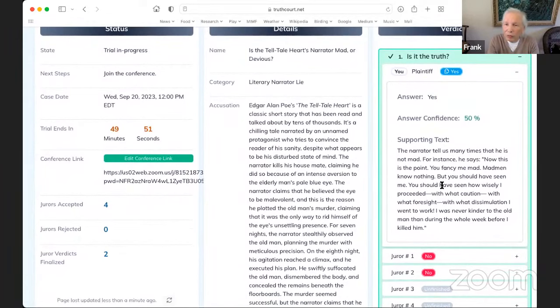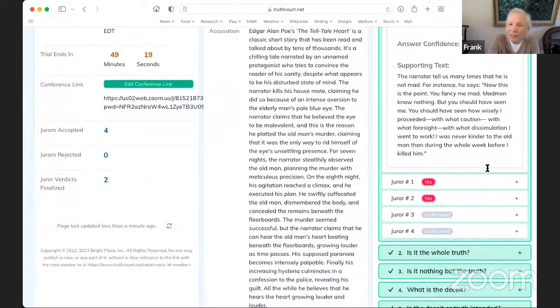The narrator tells us many times that he's not mad. He says, and this is a quote from the story, "Now this is the point. You fancy me mad. Mad men know nothing. But you should have seen me. You should have seen how wisely I proceeded, with what caution, with what foresight, and with what dissimulation I went to work. I was never kinder to the old man than during the whole week before I killed him." Doesn't particularly sound like a mad frenzy to me. It sounds like a premeditated act.